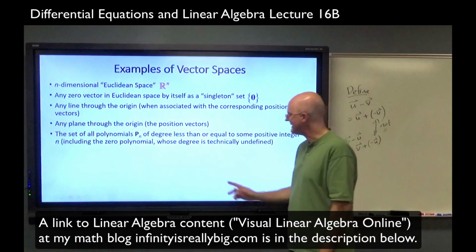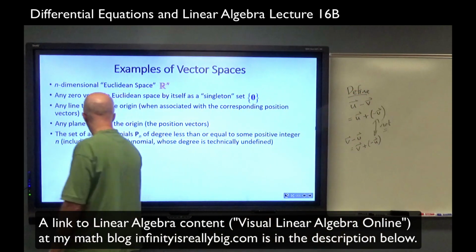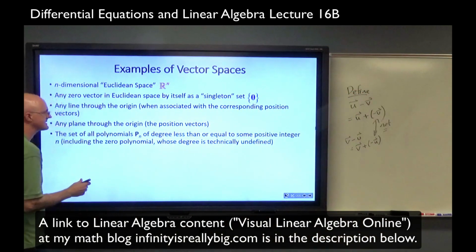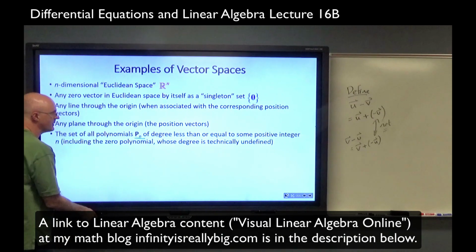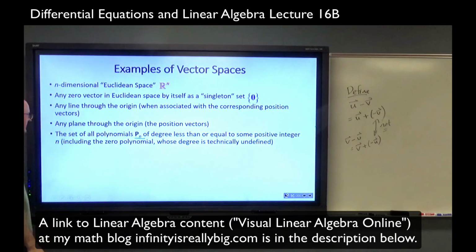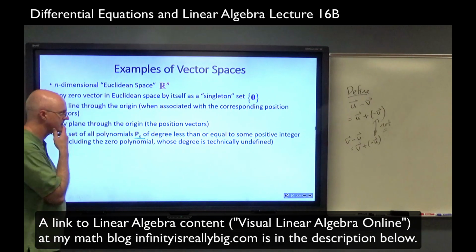Here's something new, and I added an extra notation here. The set of all polynomials, I did talk about this last time, but this is a new notation here. The set of all polynomials Pn of degree less than or equal to some positive integer n, that's fixed, that does include the zero polynomial in it, whose degree is technically undefined.